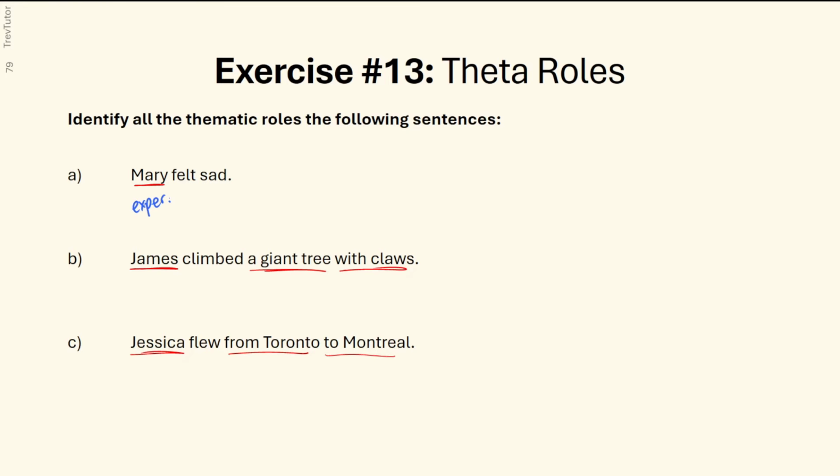Now, in the case of James climbed a giant tree with claws, James has to initiate the action of climbing. He cannot just passively do this. So James is our agent.